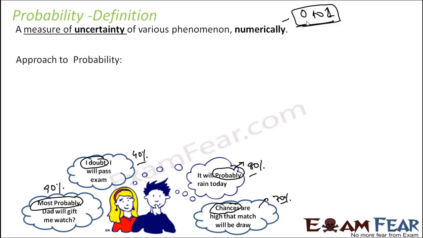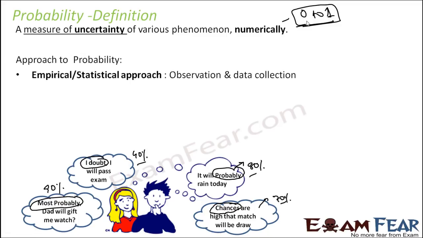Right? And typically there are 3 approaches to probability. One is the empirical or statistical or experimental approach, wherein we actually perform the experiment, we observe and collect data, and based on that we come up with the probability figure. Right? This is what we will study in this chapter.